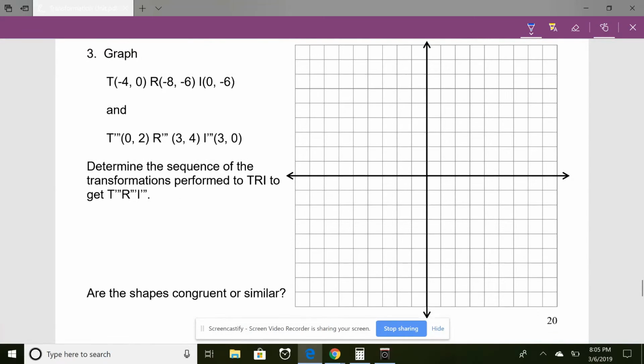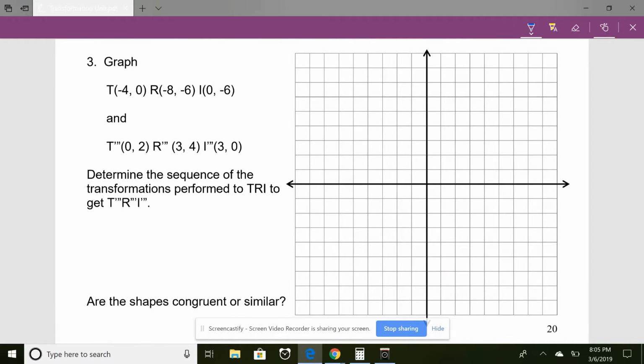Let's look at number 3. T, negative 4, 0; R, negative 8, negative 6; I, 0, negative 6. There's my original figure.